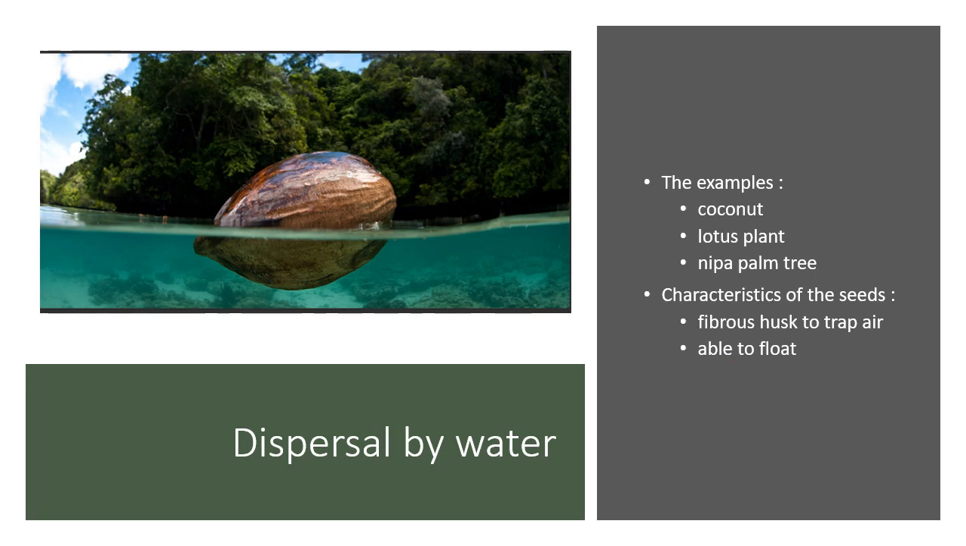Dispersal by water. The examples are coconut, lotus plant, and nipa palm tree. The characteristic of these seeds, they have fibrous husk to trap the air, and that's how they are able to float on the water.